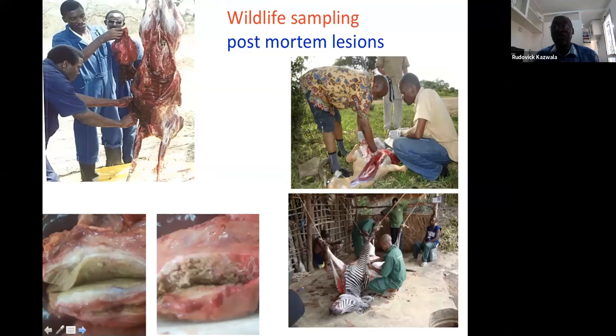But we also conduct postmortems, especially where there are kills of wild animals, intentional or non-intentional. We can look at a number of pathogens in those animals, and you can realize which diseases are present in those animal species.